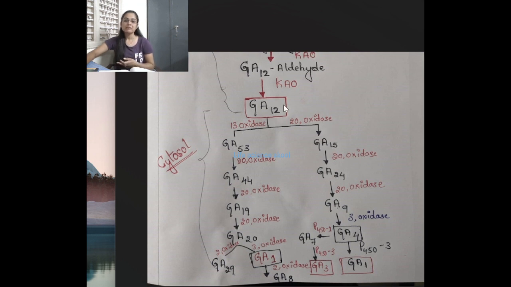And on the other side, GA12 is converted into GA15 by an enzyme that is GA20 oxidase, and GA15 is converted into GA24, and GA24 is converted into GA9. Okay, and this GA9 is converted into GA4 by a GA3 oxidase here. Okay, there is a difference here. GA3 oxidase is what converts GA9 into GA4. And then this GA4 is converted into GA1. So finally we need GA1, which is a growth promoter. So GA4 is converted into GA1 by a P450 oxidase.